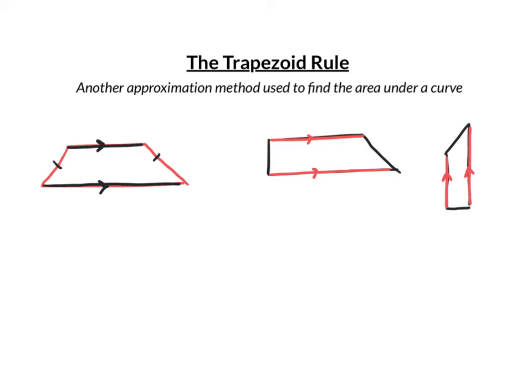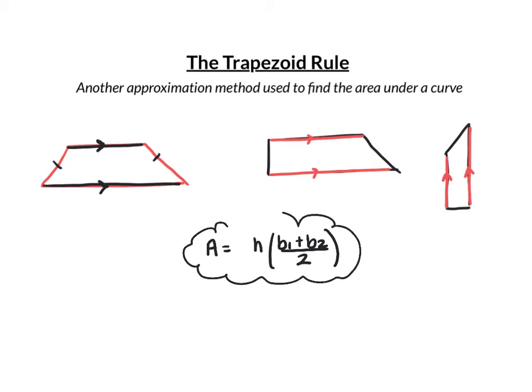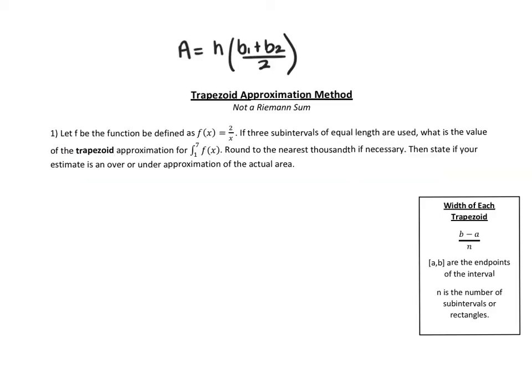So we just need to refresh the formula for the area of a trapezoid. The area of the trapezoid is height times base 1 plus base 2, divided by 2. So take a minute, write this down. This is the formula that we're going to need for today. Please make sure you have it on your paper before moving forward.